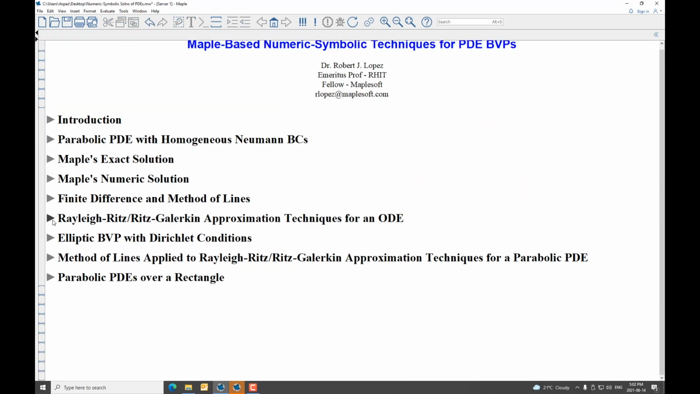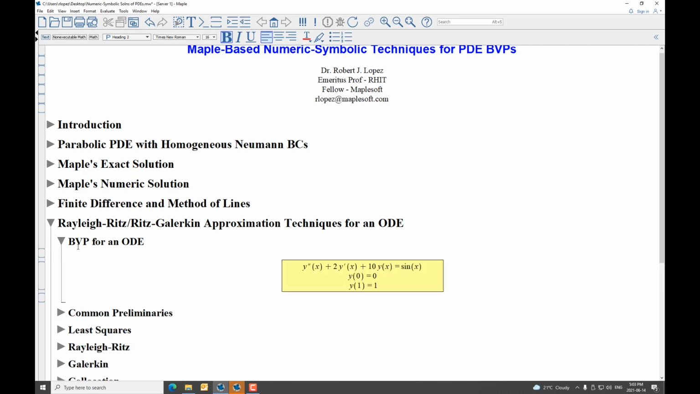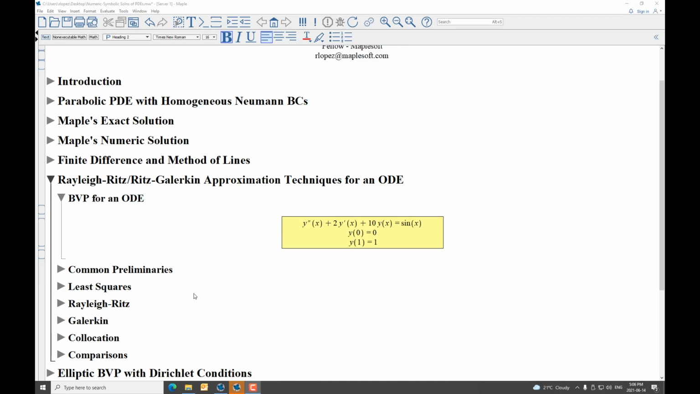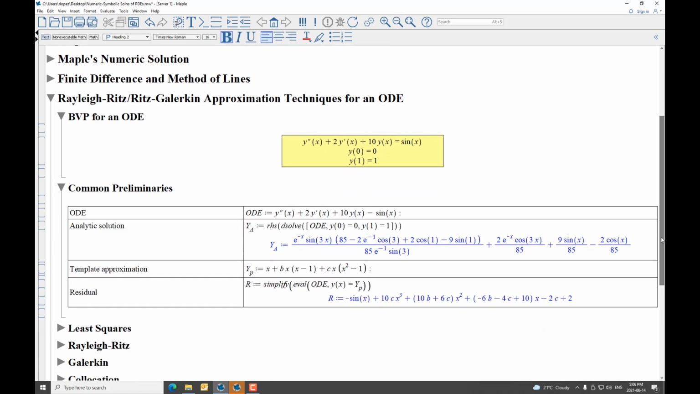Well, as a prelude to looking at these other techniques, let's take a look at some Rayleigh-Ritz, Ritz-Galerkin type approximations for an ODE. So I'm going to pick an ODE boundary value problem. Here's one that I can solve exactly. And these various methods that we want to look at for this ODE share a number of common preliminary steps. Let's take a look at these preliminary steps.